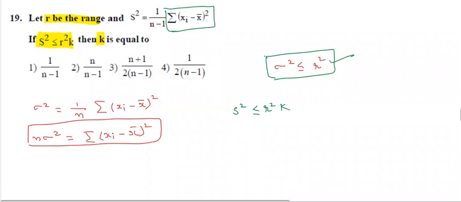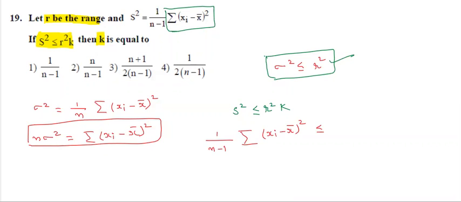Then what is S square, students? 1 by n minus 1 into sigma xi minus x bar whole square is less than or equal to R square K. So here, observe this value. Substitute: n by n minus 1 into sigma square is less than or equal to R square K.